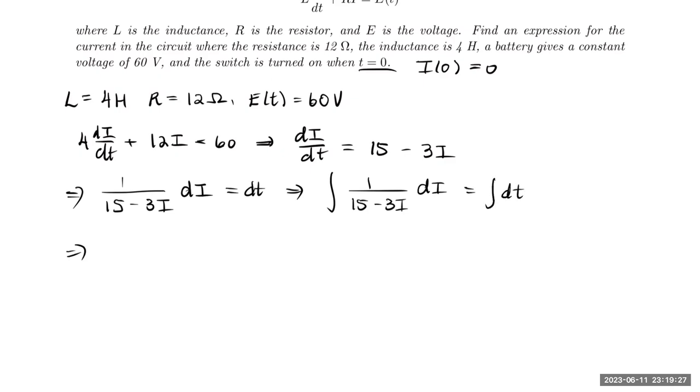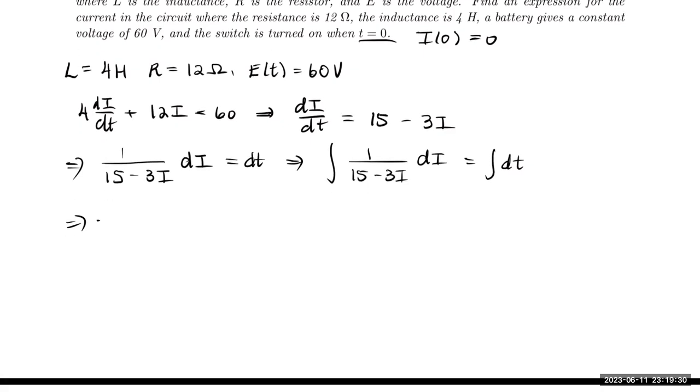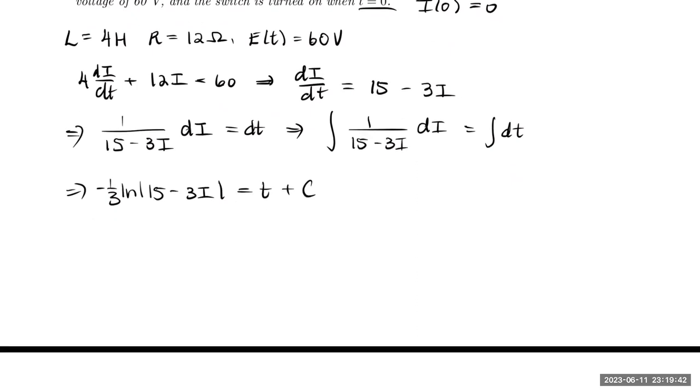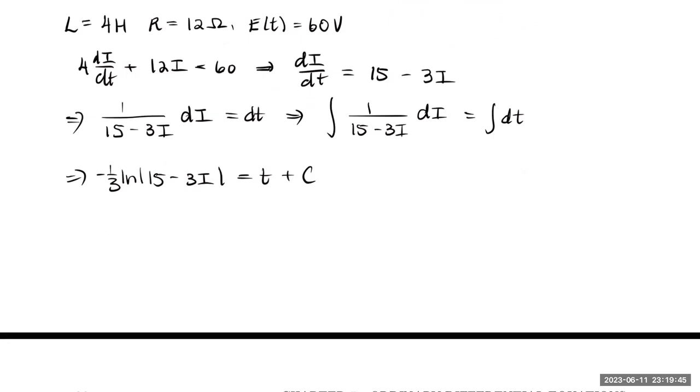Then I integrate both sides: the integral of 1 divided by (15 - 3i) di equals the integral of dt. The integral of the left side is going to be negative 1/3 ln(15 - 3i), and this is t plus some constant c, which we will have to find later. If we multiply both sides, what we get is ln(15 - 3i) equal to negative 3t plus c. I'll leave the c because it's still a constant and doesn't really affect things here.